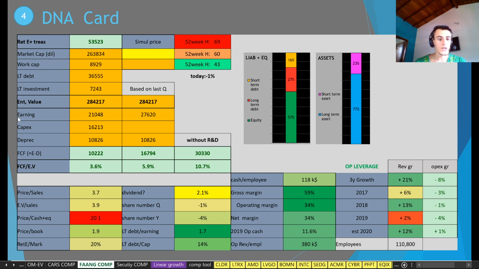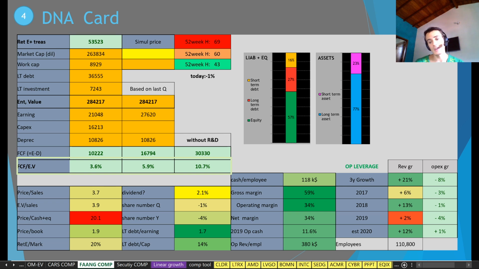Also, the free cash flow generated, for me, is the earnings minus the depreciation. They generate around 10 billion free cash flow over 2019, which brings the yield return to 3.6%. If I base these earnings on the last quarter, it brings an even higher yield, around 6%. At the end, I like to calculate, if I remove all the R&D expense, how much the company would yield, and it's 10%.